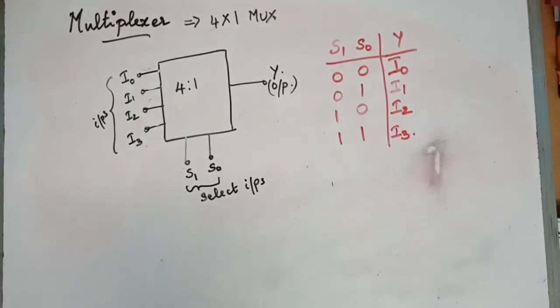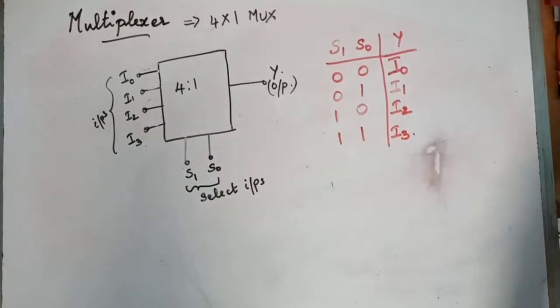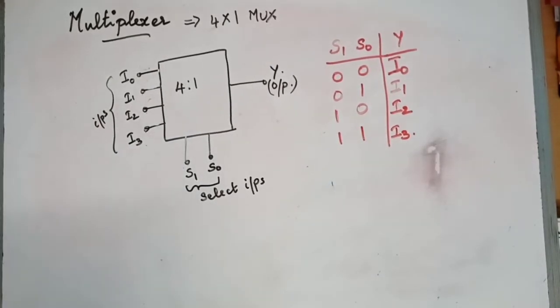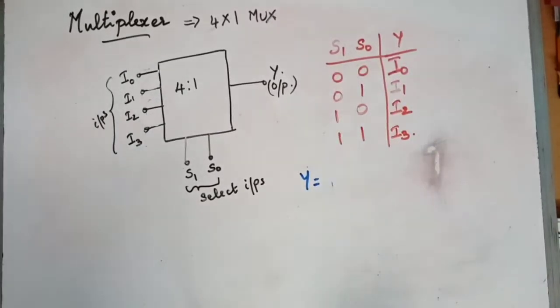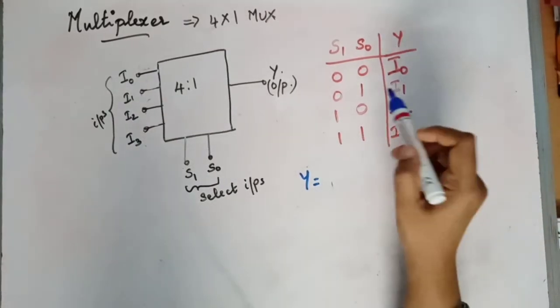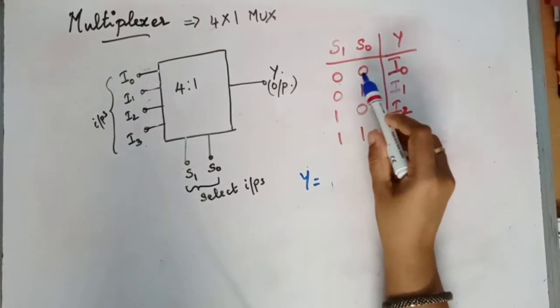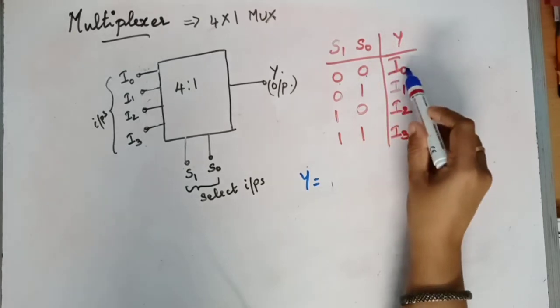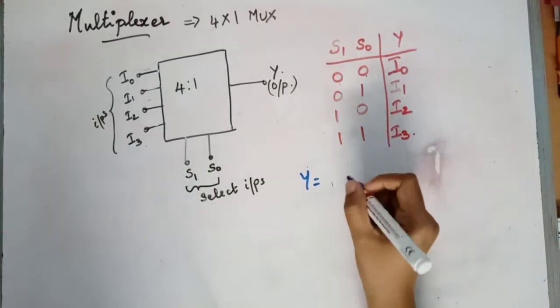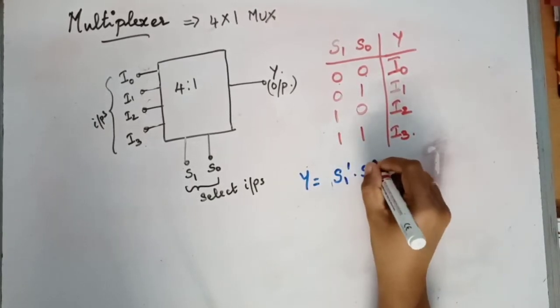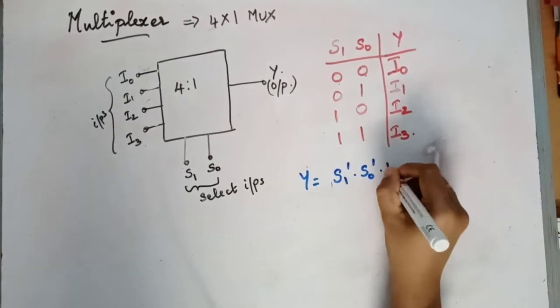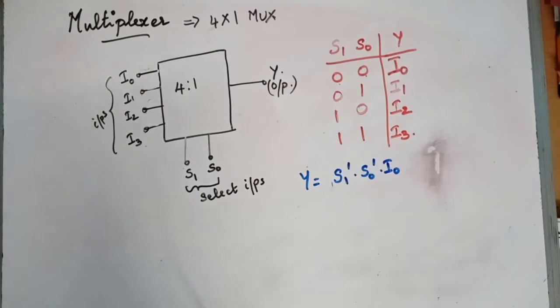Now I need to write an expression for this. Always after writing the truth table, you will be writing the expression for the output. Here my output is Y. So how will you write the output expression? How do we read this? When S1 is 0 and S0 is 0, my output is I0. So whatever is there in I0 will come to Y.